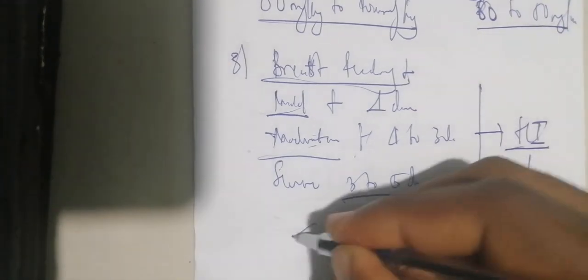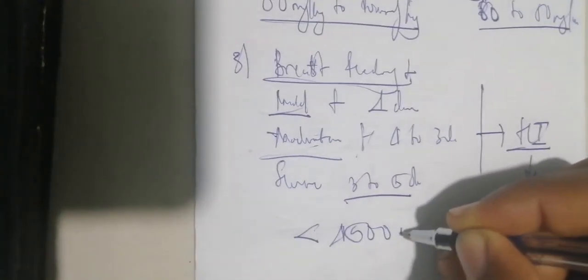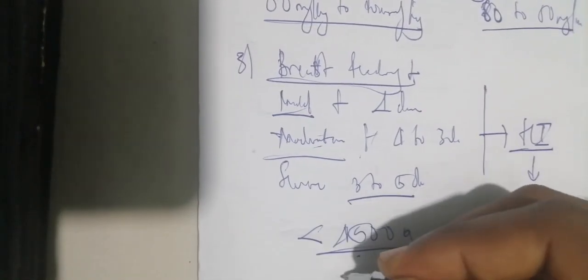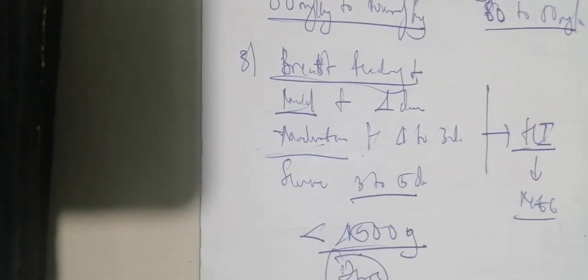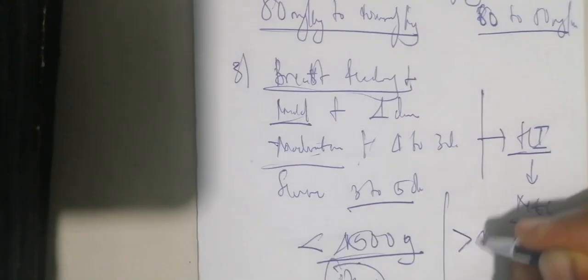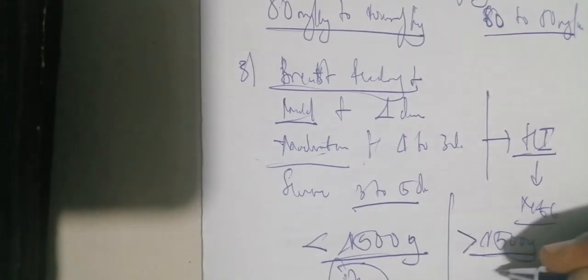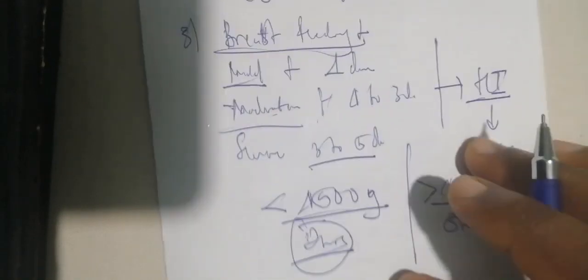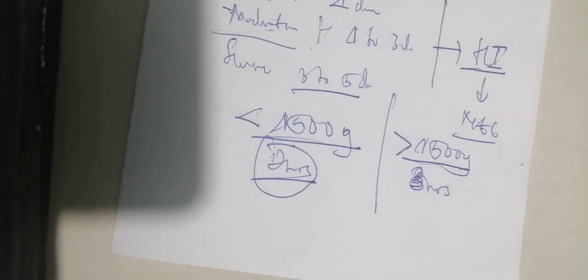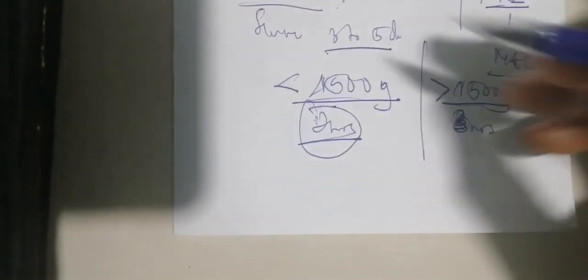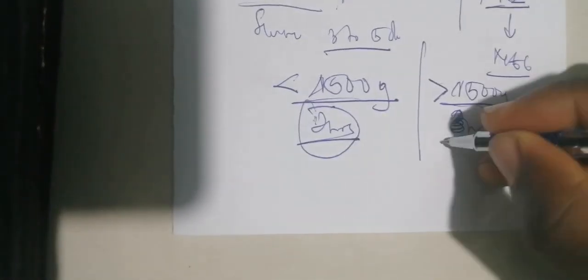If the weight is less than 1,500 grams, generally you give the feeding every 2 hours. Is it clear? Because they need smaller meals within a short interval of time. If the weight is more than 1,500 grams, you give their meals every 3 hours, because they need larger meals and then within a larger period of time. Is it clear? So those are the elements that you have to assess in breastfeeding.